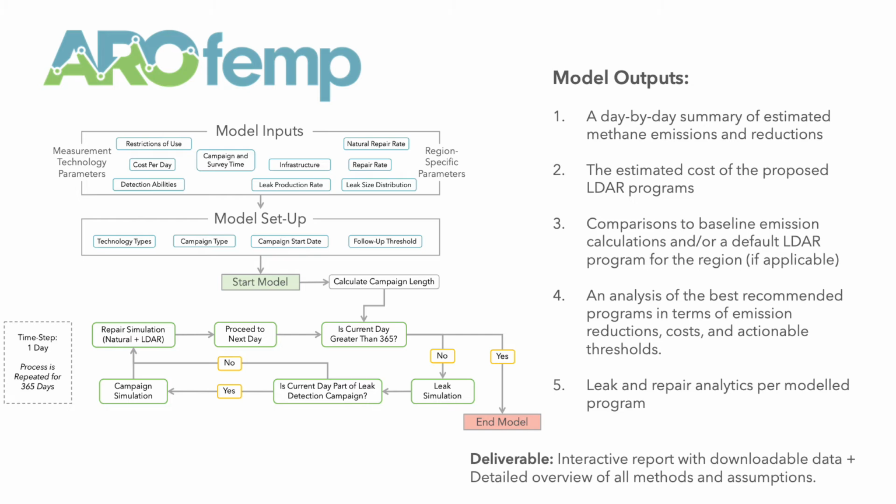Secondly, we work with producers to gather important input parameters, such as details on infrastructure, budget, technology, and limitations. The model incorporates attributes of your real oil and gas infrastructure, as well as region and company-specific information regarding methane leaks and repair practices. Arolytics has worked very closely with producers to ensure that AROfemp accurately reflects industry work practices.